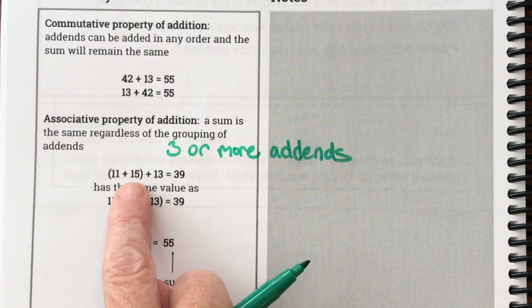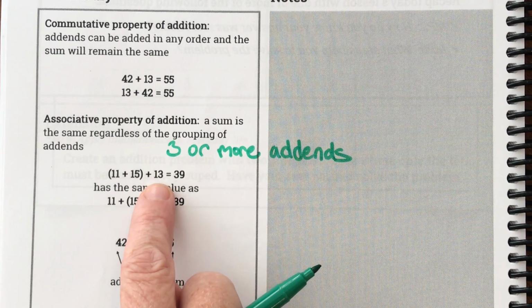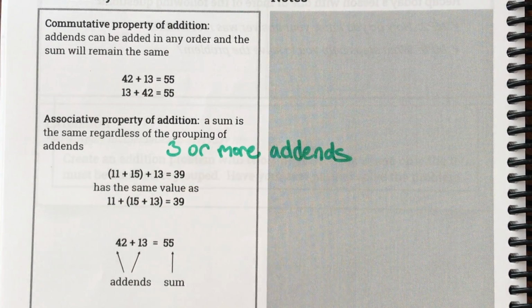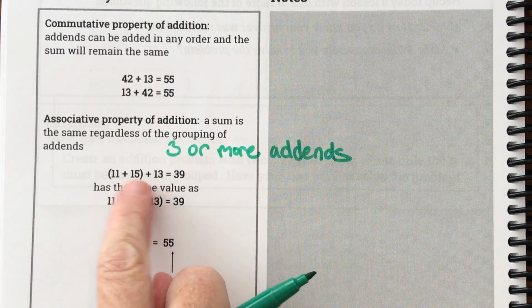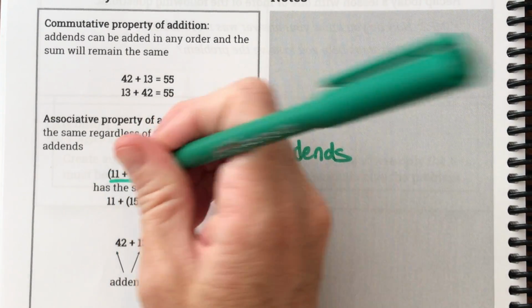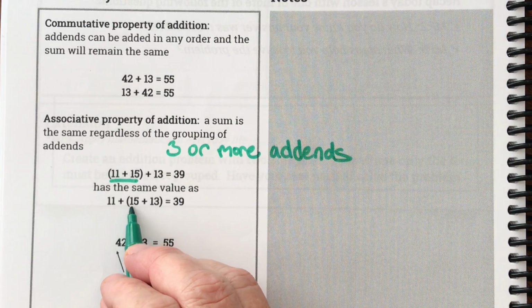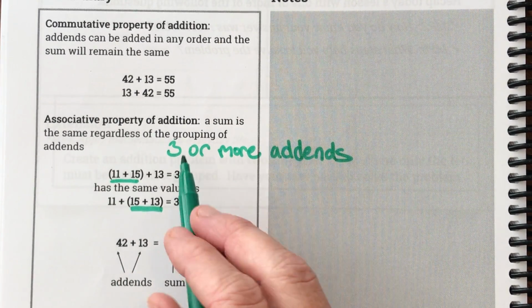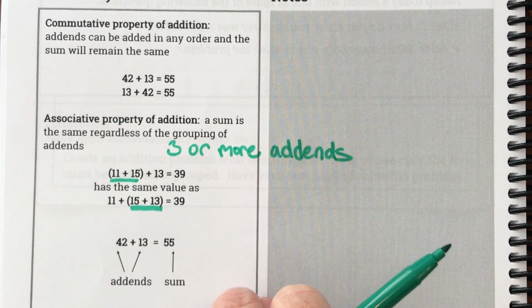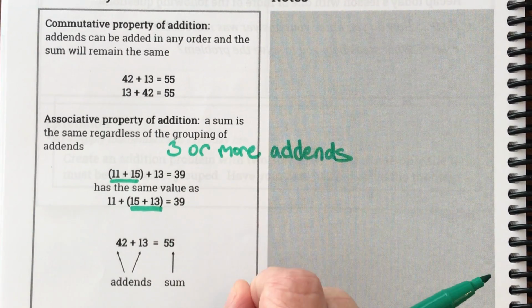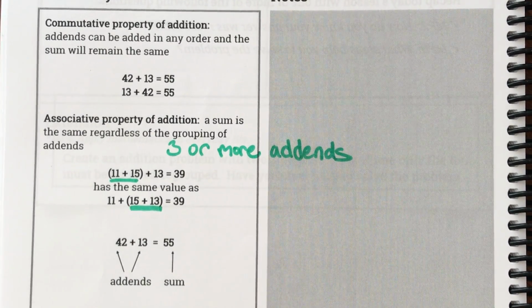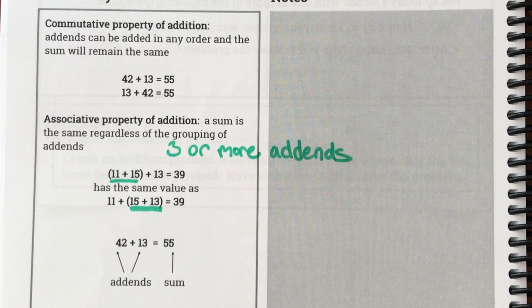So I have 11 plus 15 plus 13 equals 39. So when you solve 3 or more addends, you want to group them. So here they grouped the first 2, and then here they grouped the second 2. And both times you get the same answer. And I'll show you this one in more detail, friends. But associative means about grouping. Okay, I'm going to get started right away on my 3 problems actually today.